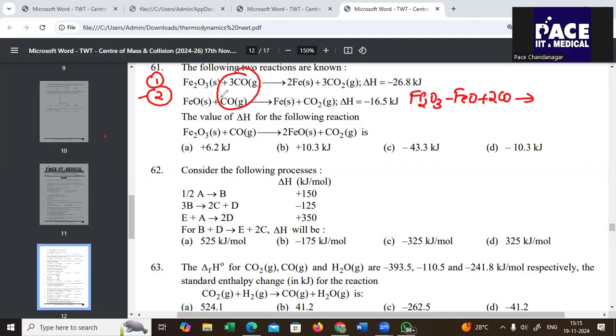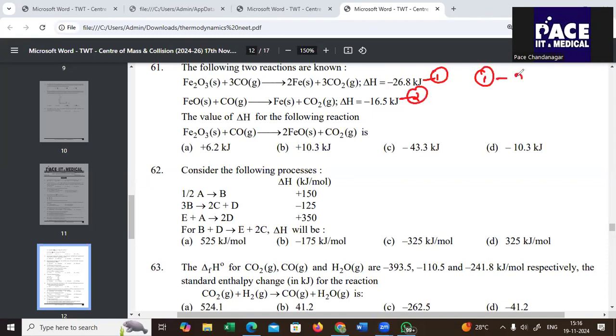Oh, we can subtract 2 times the second equation then, because we don't want Fe in this equation. Please note this. We don't want Fe on the right side at all in the required equation. So all this Fe has to be broken down. So I'll do one thing: first equation minus 2 times the second equation. Let's do that. This is my first equation, this is the second equation.